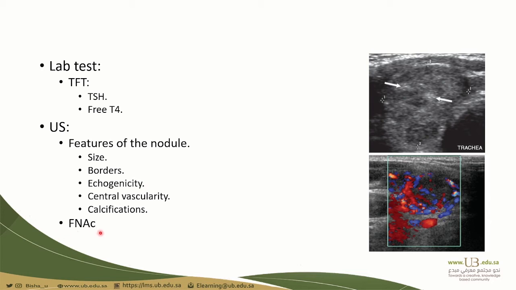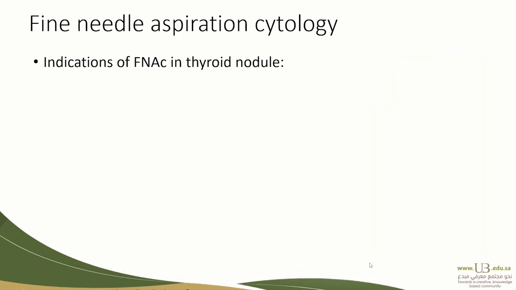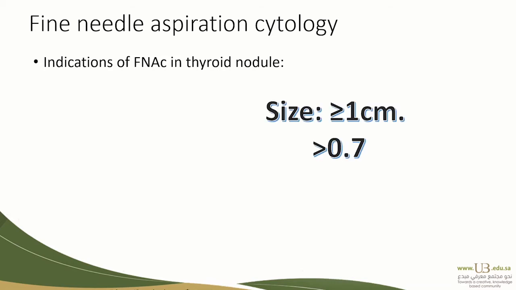Then, according to the indication, and looking at the features of the nodule, you will do the fine needle aspiration. We have to emphasize that even if it is multinodular and we have one nodule with features of malignancy, we have to take fine needle aspiration from this nodule also. Fine needle aspiration cytology is the most important tool to evaluate any nodule, whether it is a solitary nodule or in multinodular goiter. The indication of fine needle aspiration in thyroid nodule can be summarized as size.